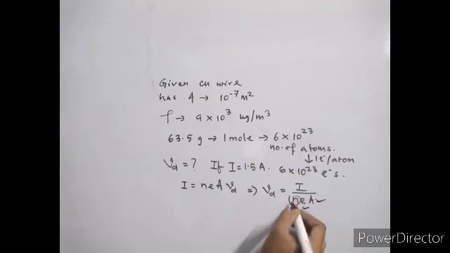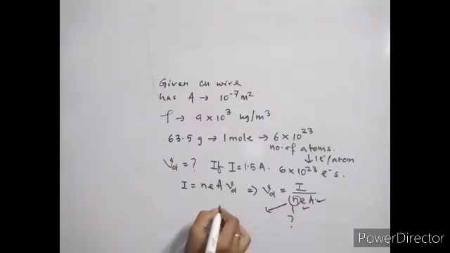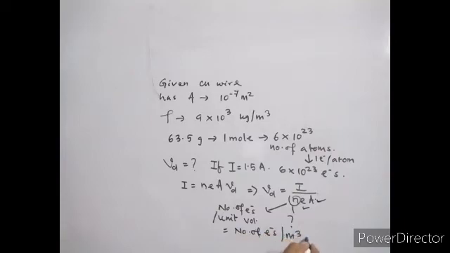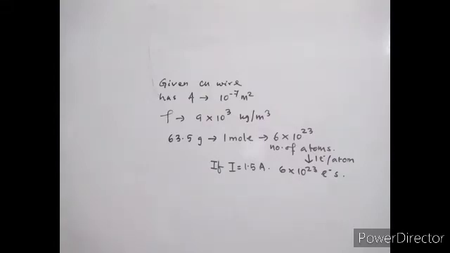So we just need to find N, because we know the area is given directly and we know the charge of the electron. So N is essentially the number of electrons that is available per unit volume. So the number of electrons per meter cube. That is a simple thing to obtain if we consider the above values that have been given to us.